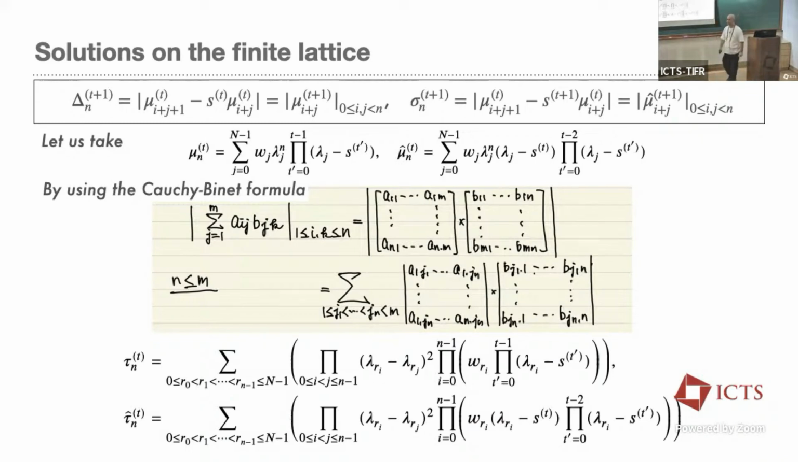Okay. You call it tau because it's a tau function or something? Yes. Yeah. I like it.